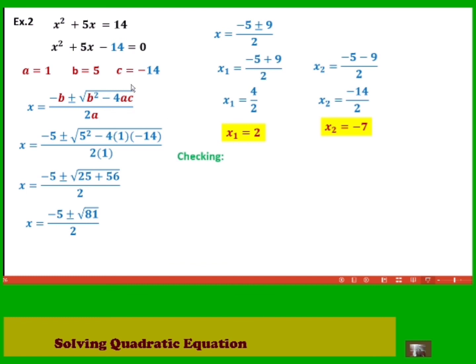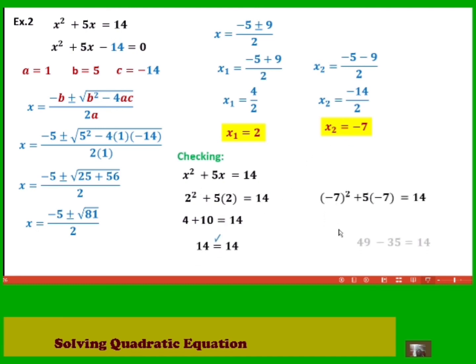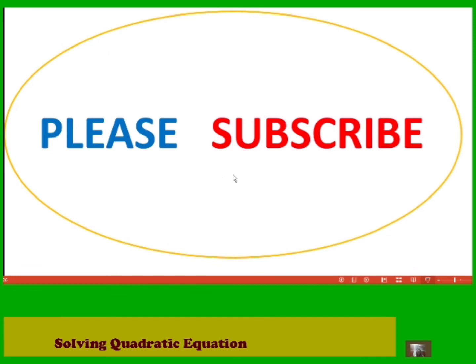Checking our answer, substitute the value of x in the original equation. If x is 2, 2 squared is 4, 5 times 2 is 10. Then combine, they are equal. If x is negative 7, the square is 49. This is negative 35. 49 minus 35 is 14. They are equal on both sides. So that's enough.